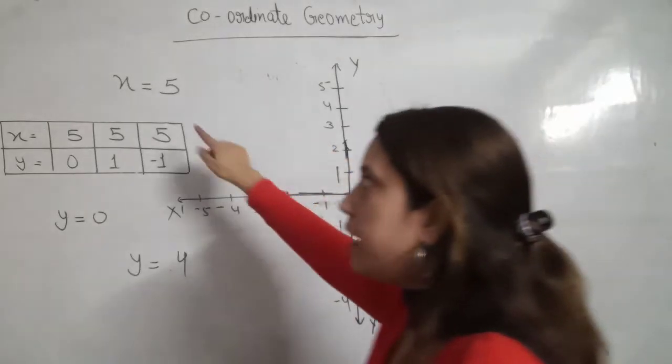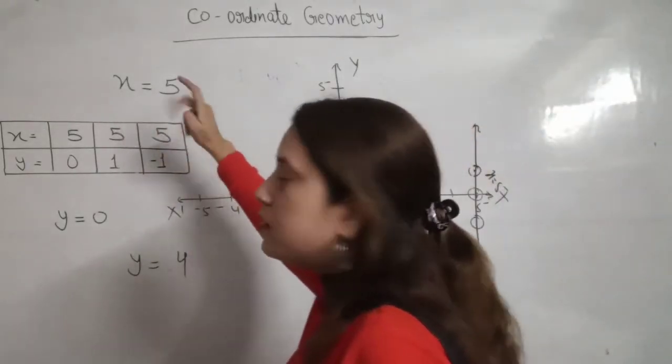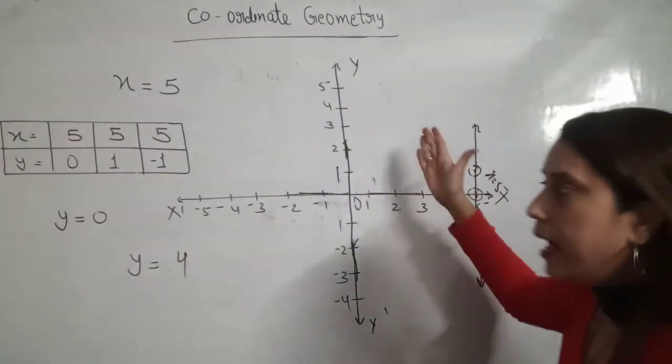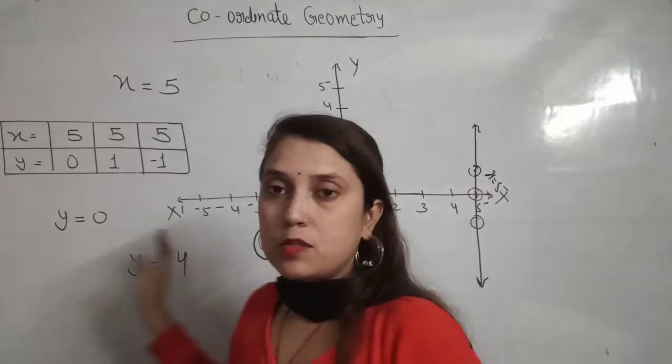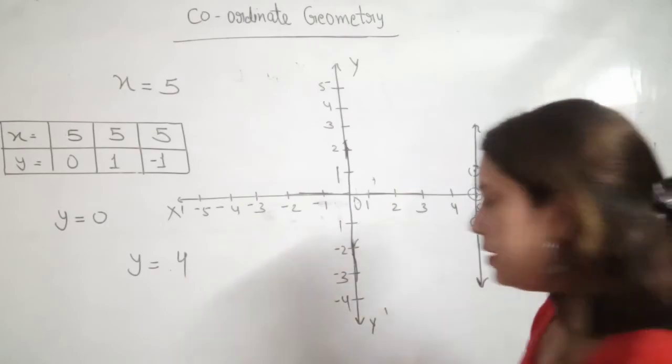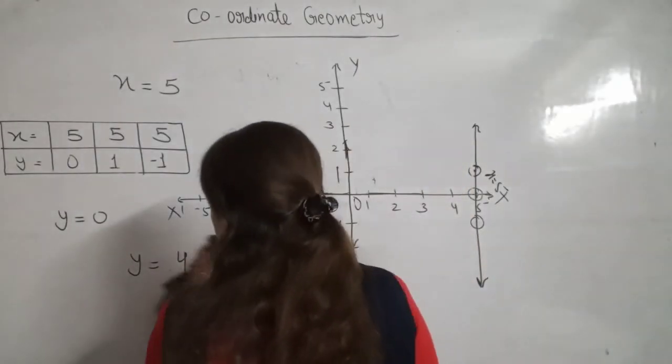If the equation of the line is given as x is equal to 5, then the graph will be parallel to the y-axis. And if y is equal to a constant is given, then the graph will be parallel to the x-axis. Okay, now let's do the next question.